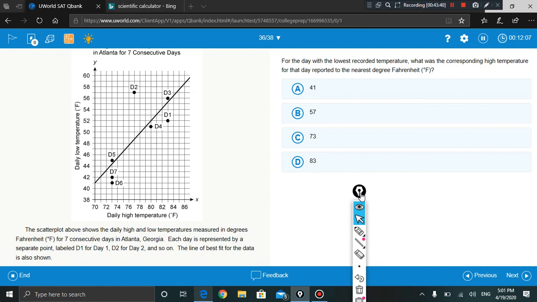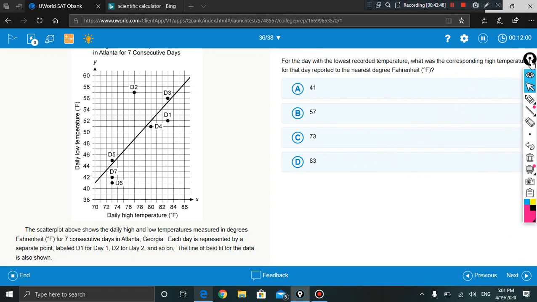For the day with the lowest recorded temperature, what was the corresponding high temperature? So we're looking at the y-axis pretty much, because this is the low. Okay, these are the low temperatures. So we're looking here. Lowest. We're looking right there. It's 73. So we're talking about this one. What was its corresponding high? It's roughly 73, right?